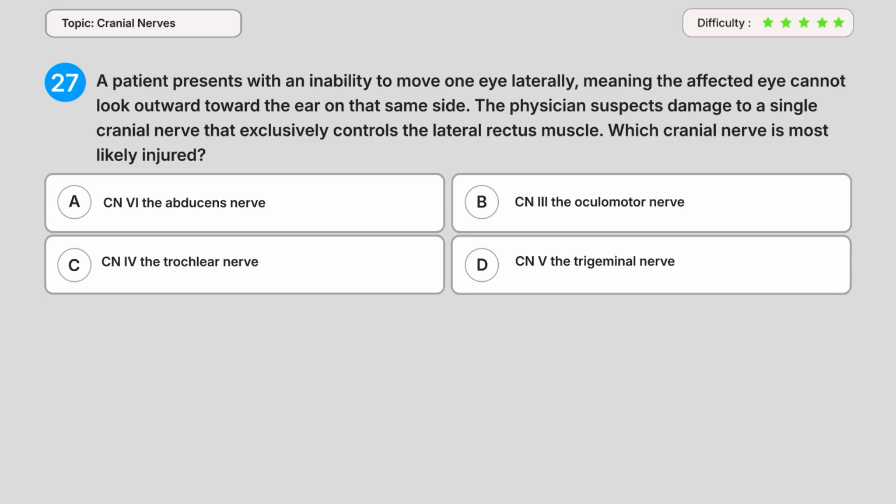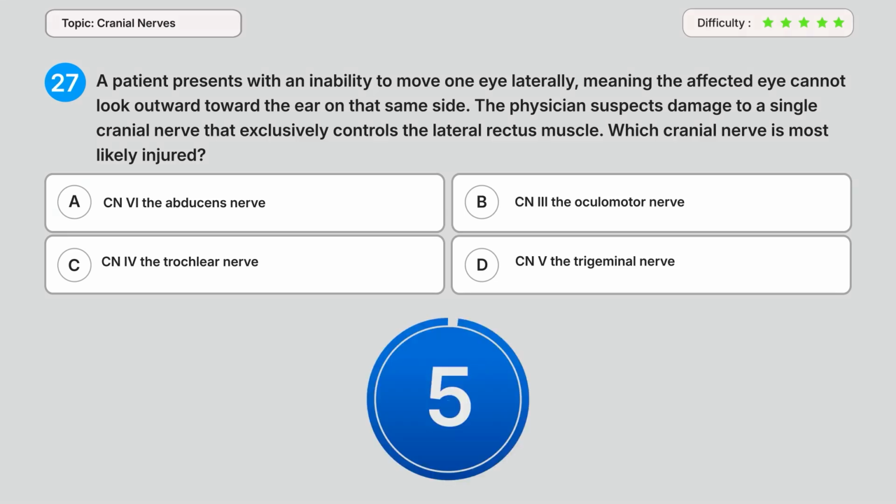A. CN6, the abducens nerve. B. CN3, the oculomotor nerve. C. CN4, the trochlear nerve. D. CN5, the trigeminal nerve. Do you know the answer?